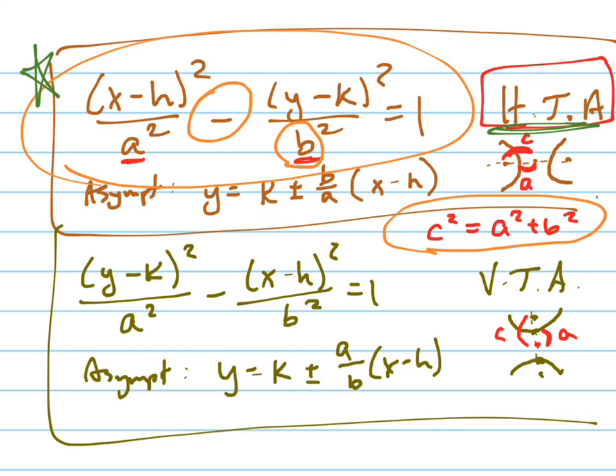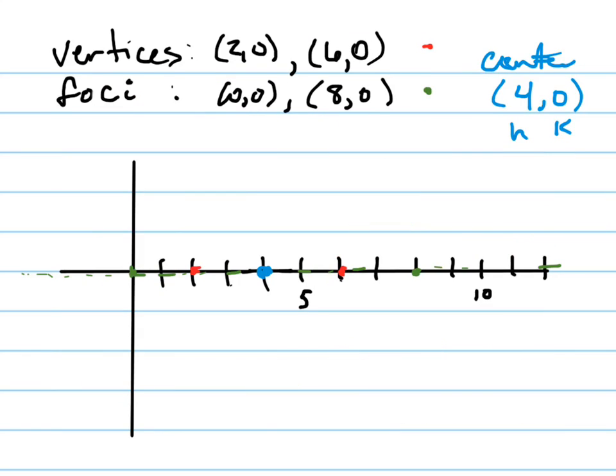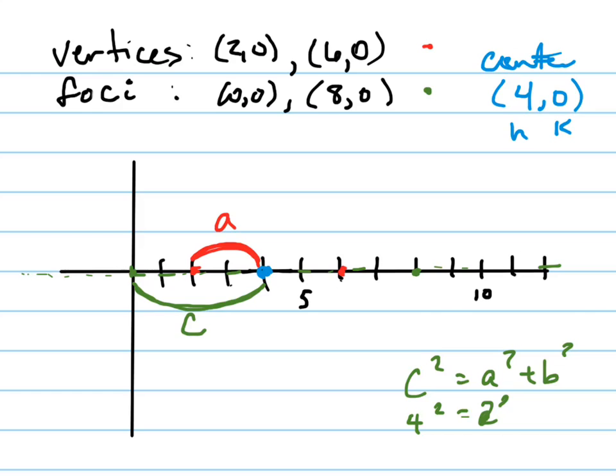And then you can see C squared equals A squared plus B squared. I'll color code it again. This right here is what letter, A, B, or C? A. That's A. And what letter is this right here? C. So I can find B. C squared equals A squared plus B squared. I've got to do a little Pythagorean theorem work here. So that distance is 4. 4 squared equals 2 squared plus B squared.